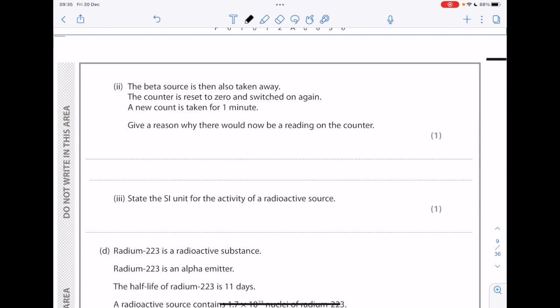The beta source is then taken away, the counter is reset to 0 and switched on again. A new count is taken for 1 minute. Give a reason why there would now be a reading on the counter: because of the presence of background radiation.